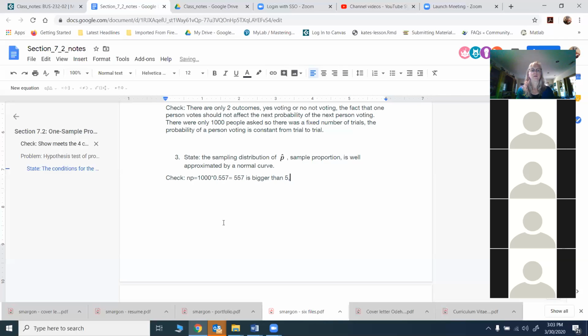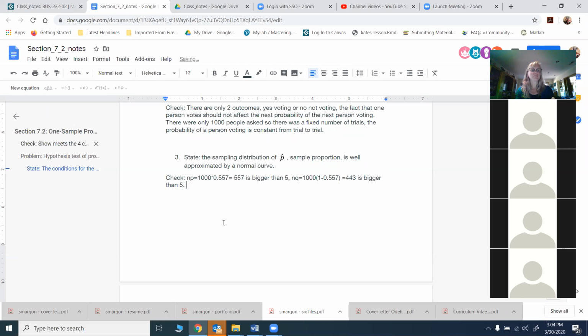And that's saying that the sample size is large enough. That's what it's going for, did you take a big enough sample? Then you're going to do n times q, and q is equal to 1 minus p. So q would be 1,000 times 1 minus 0.557. I don't know what 1 minus 0.557 is. That would be 0.44. What is it? 0.443. All right, and you multiply that by 1,000, you get 443. Is that bigger than 5? Yes, it is.